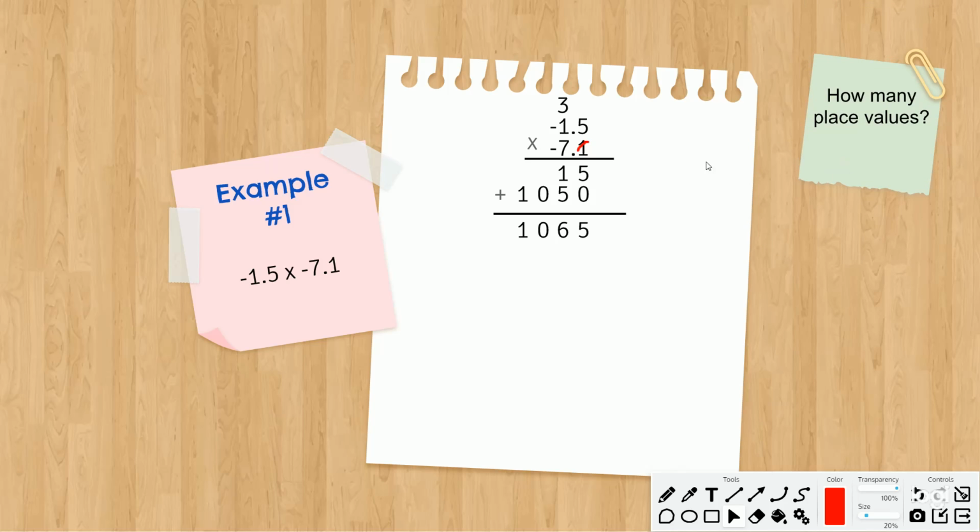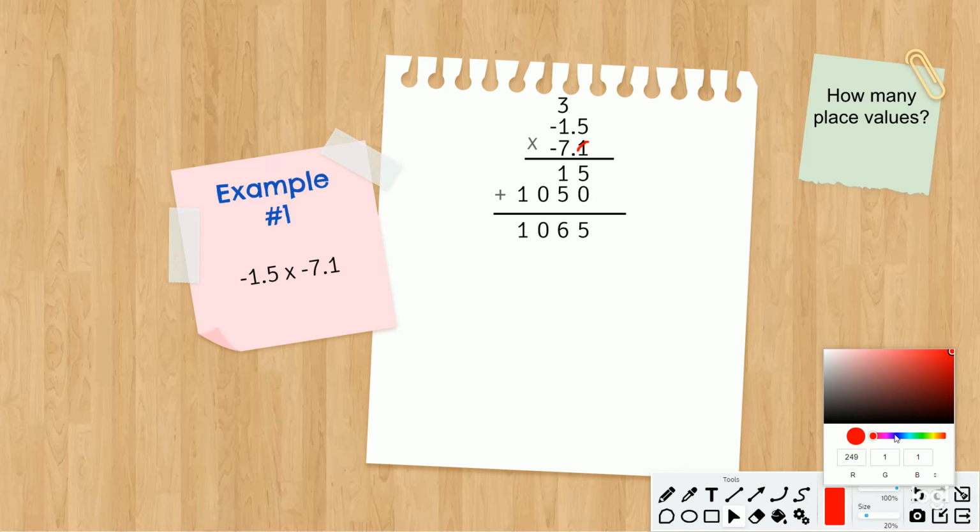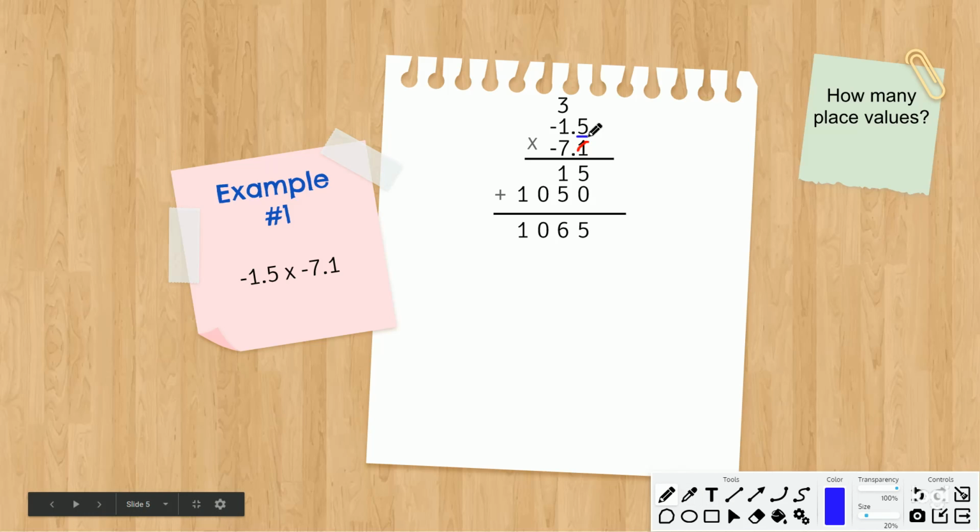So how many place values do I have? I have 1 place value right here, a tenths place, and I have 1 place value right here, which is another tenths place. So I have 2 place values. And what that means is I need to move my decimal point over 2 places from the left. So I'm going to start here. I'm going to move my decimal point over 2 spots. So my decimal point is going to go right after the 0.